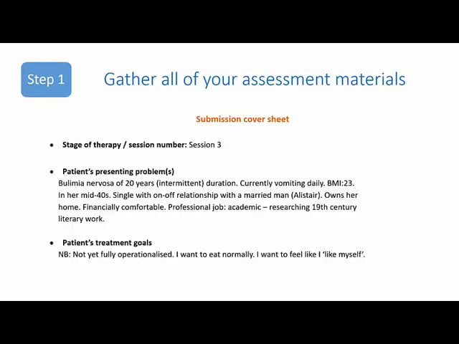You'll notice on the ACCS website that we provide a submission cover sheet, and that we recommend that therapists submit a cover sheet with every session recording that is being rated using the ACCS scale. This just provides some therapeutic context for the person completing the assessment. So here we have a cover sheet for our patient. We can see that we're looking at session number 3. We've got some information about the patient's presenting problems and their treatment goals.